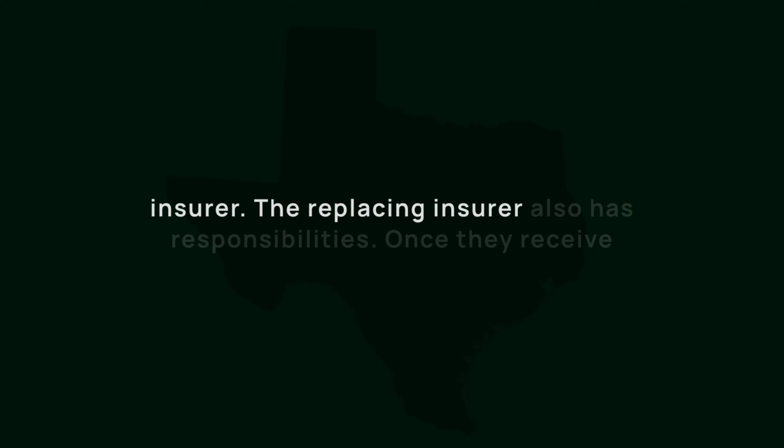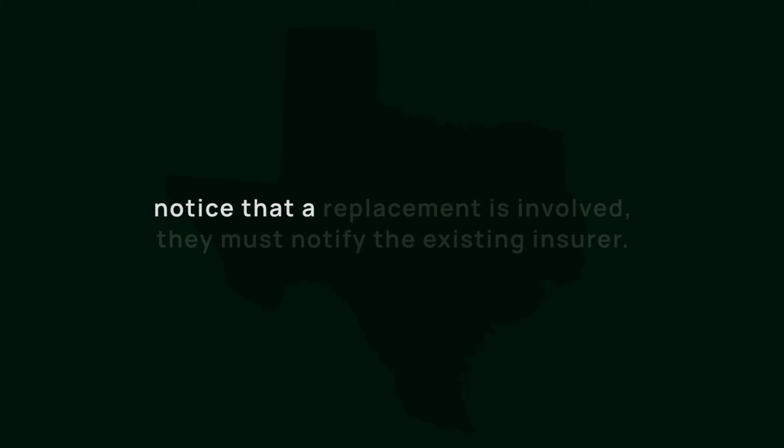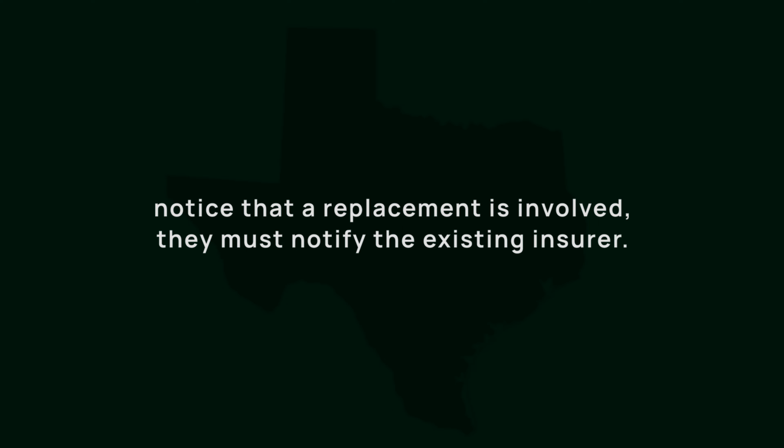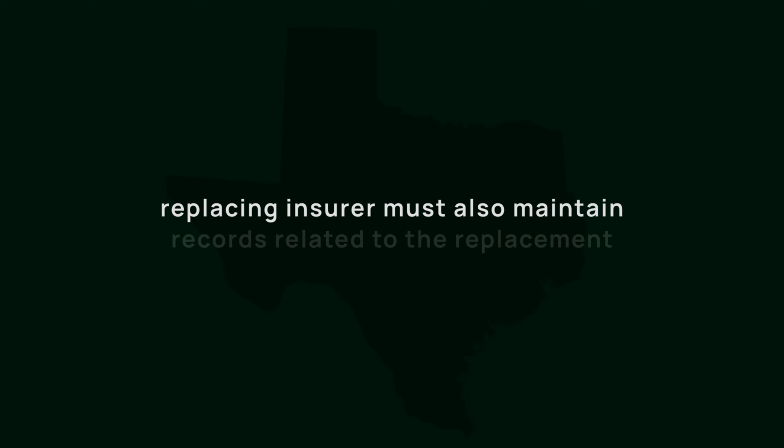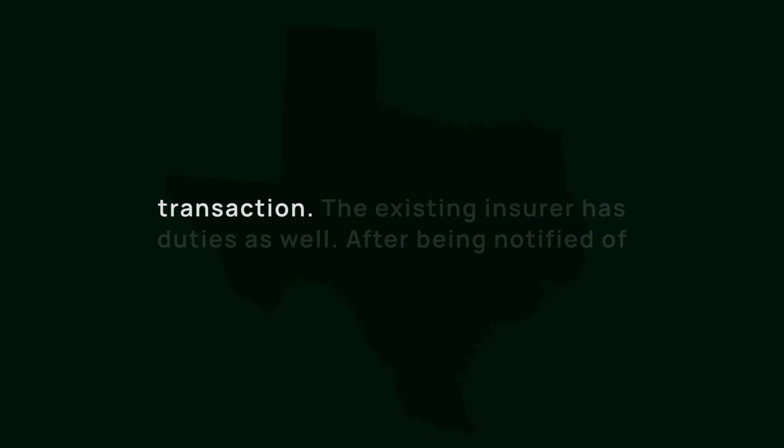The replacing insurer also has responsibilities. Once they receive notice that a replacement is involved, they must notify the existing insurer. This notification typically must occur within 5 business days. The replacing insurer must also maintain records related to the replacement transaction.